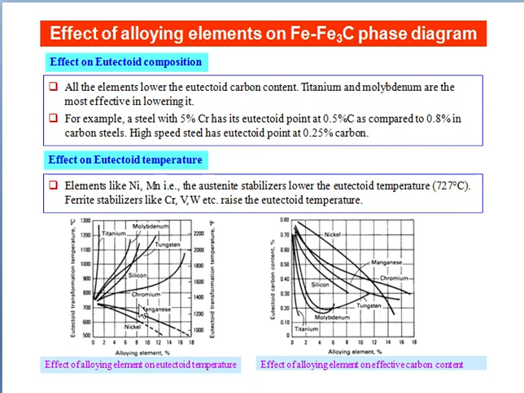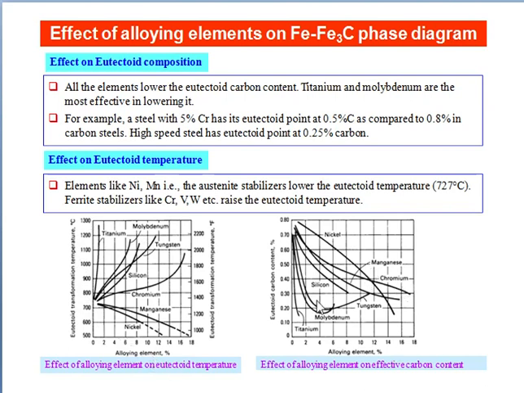This figure shows the effect of alloying elements on eutectoid temperature. This is for nickel, this is for manganese, chromium, silicon, this tungsten, this is molybdenum, this one is titanium. Eutectoid transformation temperature in degrees Celsius versus alloying element in percentage.